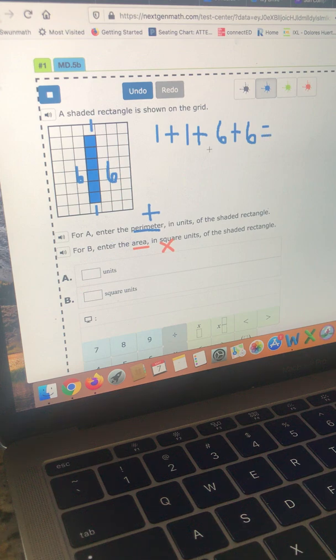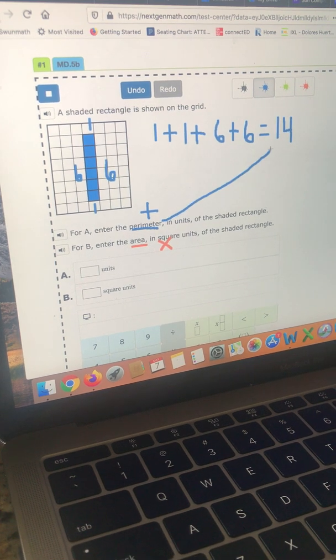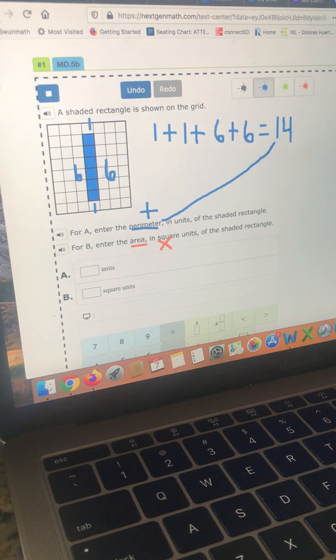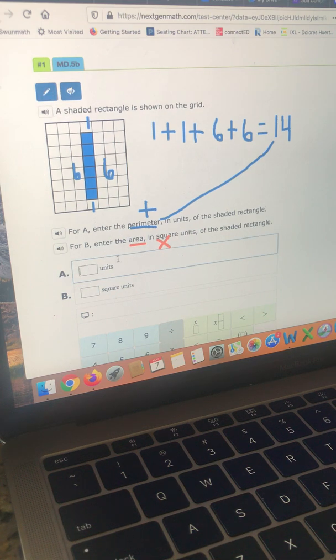Okay, so then I go ahead and add. We know that 6 plus 6 is 12, plus one more 13, 14. So the perimeter is 14. So I'm going to draw like a little line. That's my answer right there. So then once I'm done with that, I click stop and I type in 14. Okay, then I can move on to area.